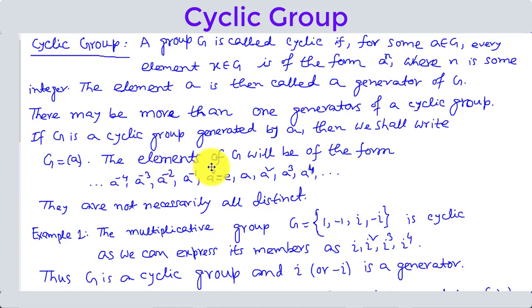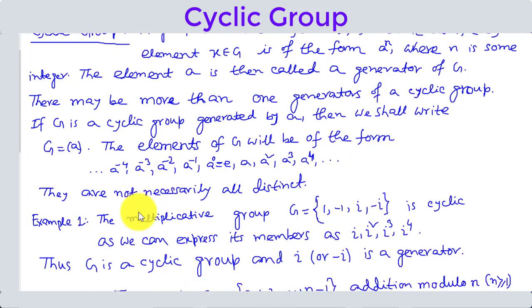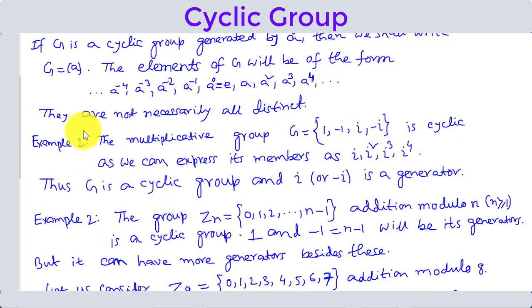The elements of G will be of the form ..., a to the power minus 4, a to the power minus 3, a to the power minus 2, a to the power minus 1, a to the power 0 is equal to e, where e is the identity element of the group G, a square, a cube, a to the power 4, ... They are not necessarily all distinct.